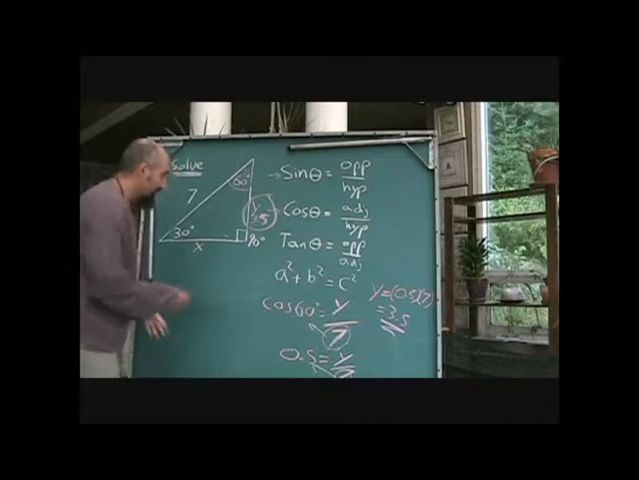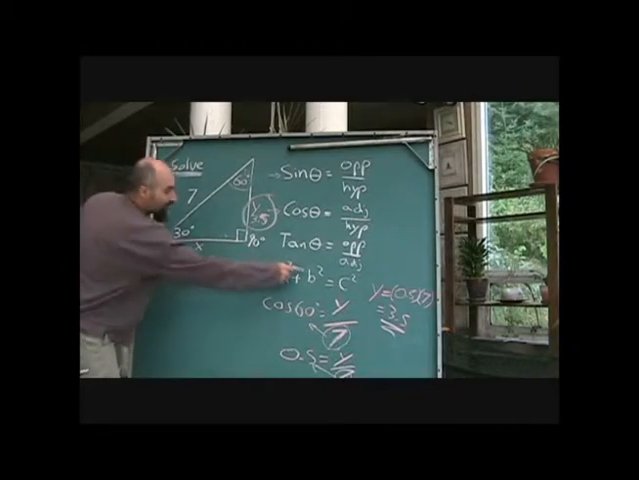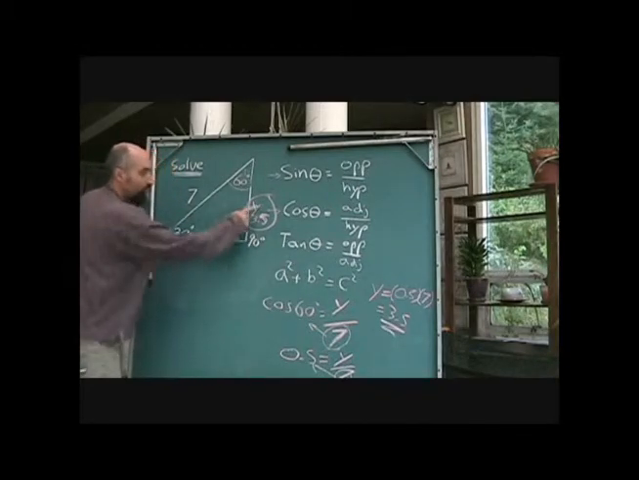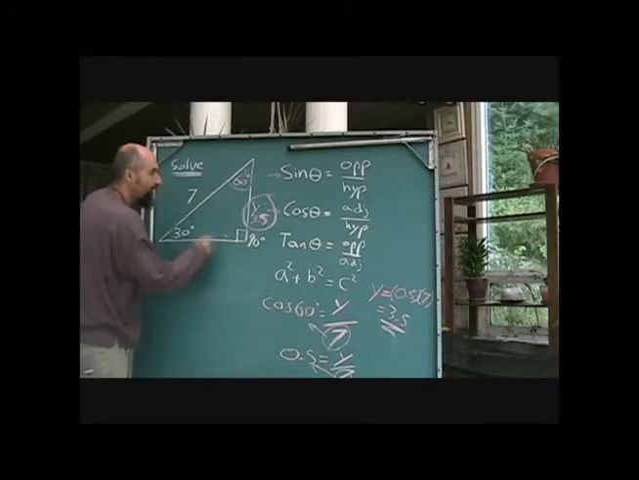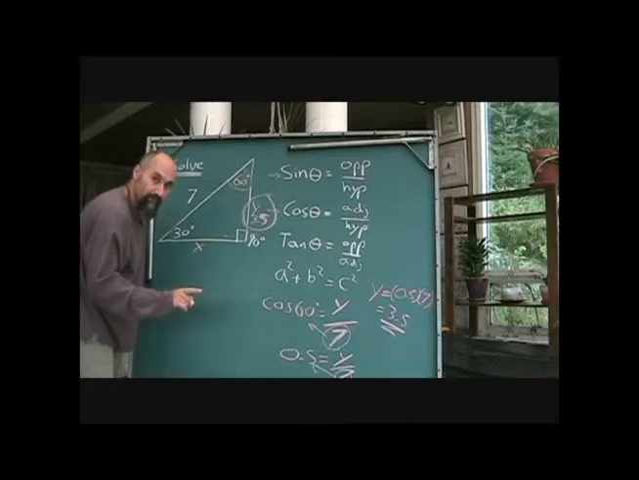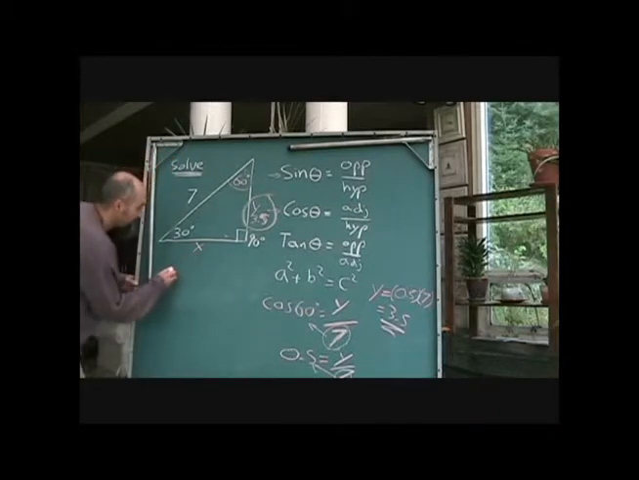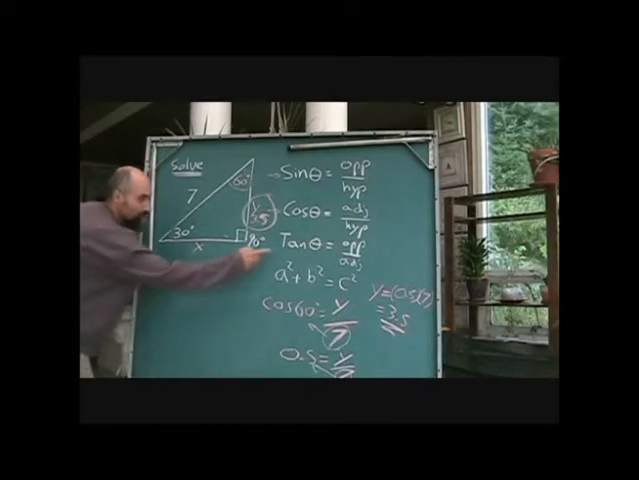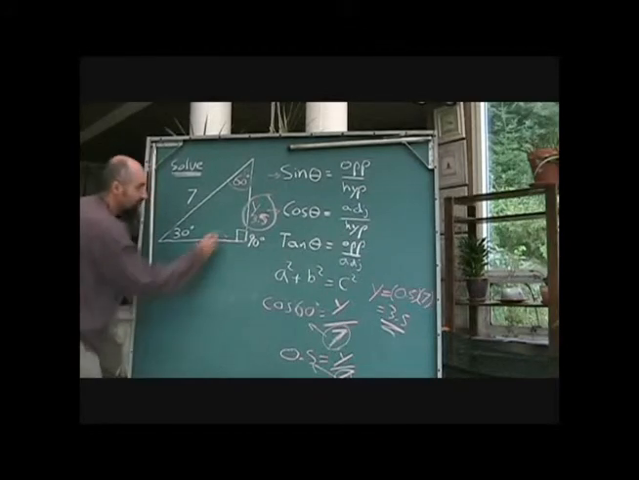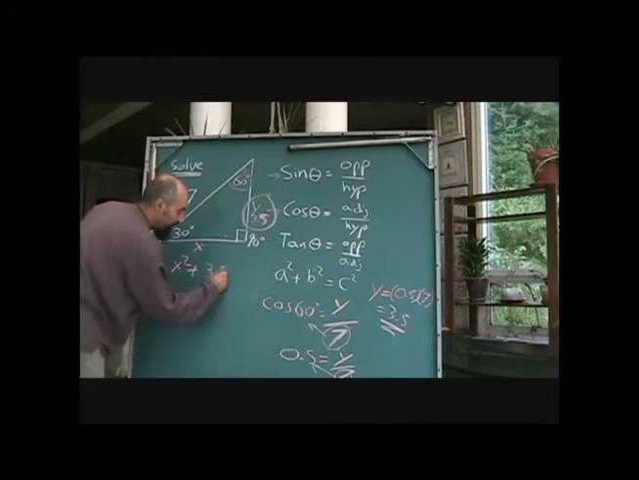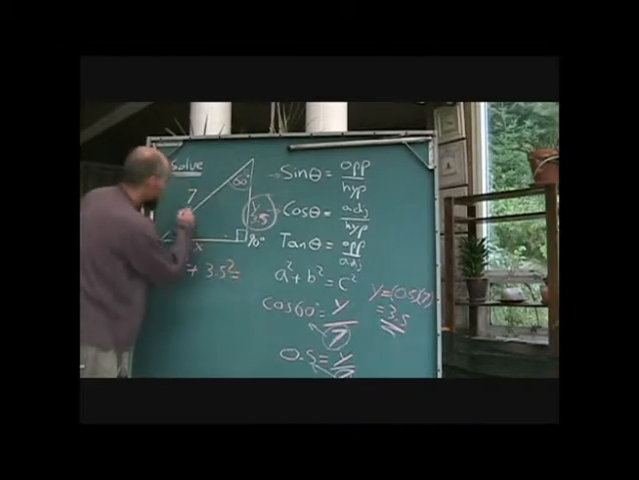So the way this works is, over here, a and b always refer to the 2 sides that aren't the hypotenuse. So you can call this one a or this one a. Doesn't make a difference. So let's just go with the x being a. So it's going to be a squared plus b squared equals c squared. So it's going to be x squared plus 3.5 squared is equal to 7 squared.